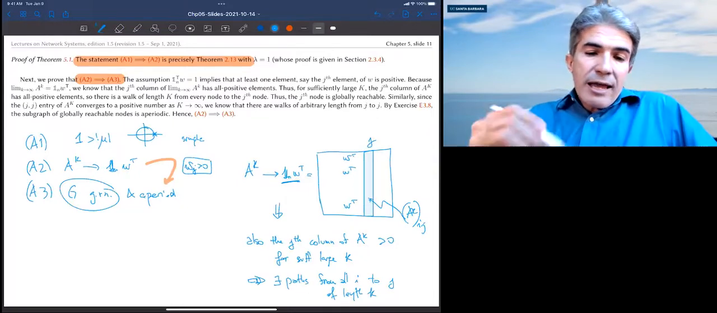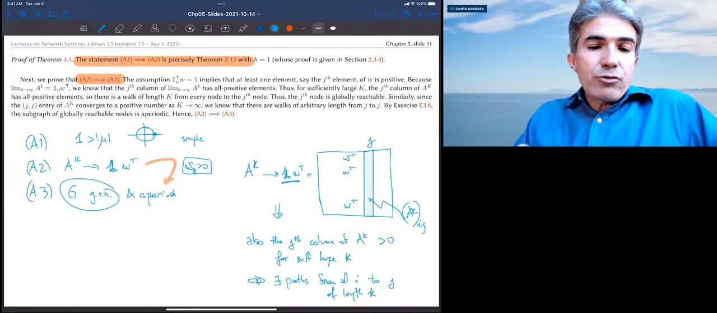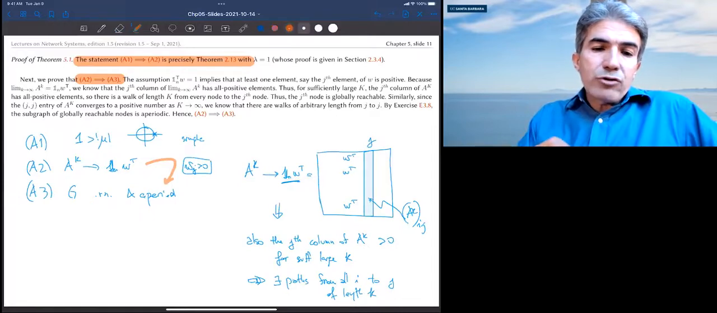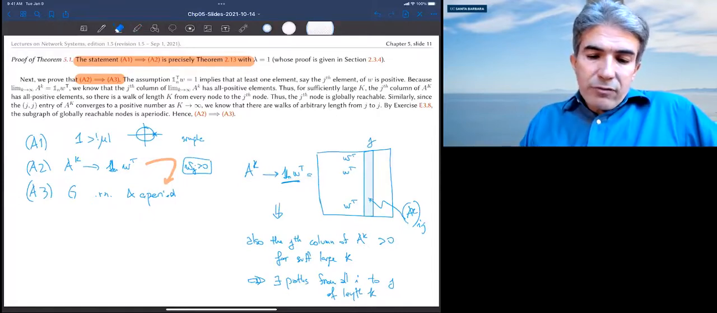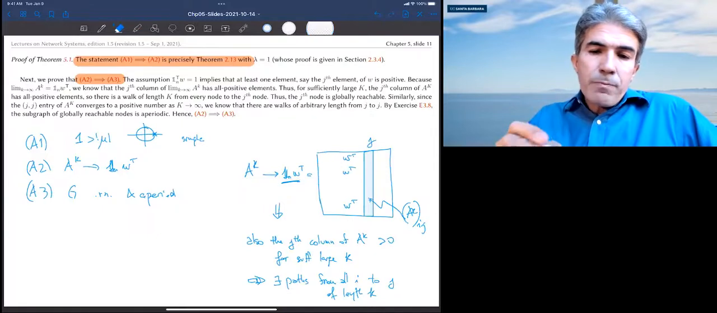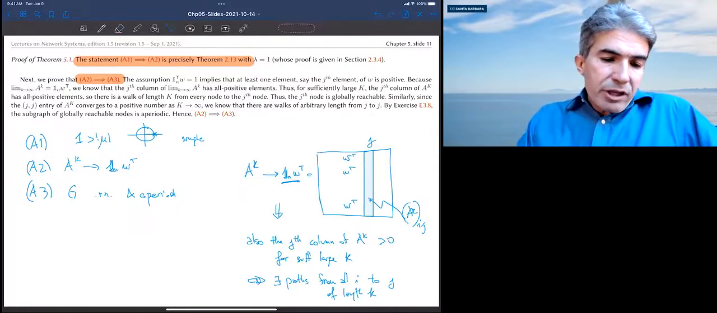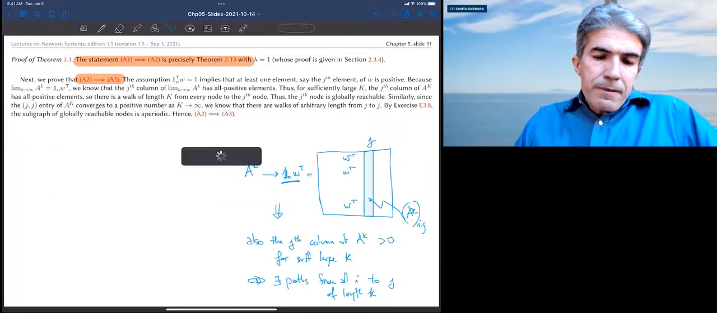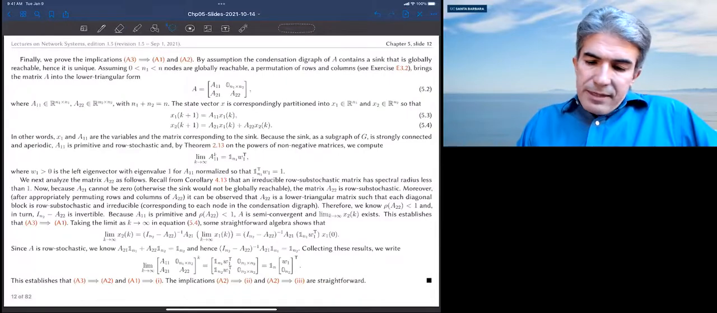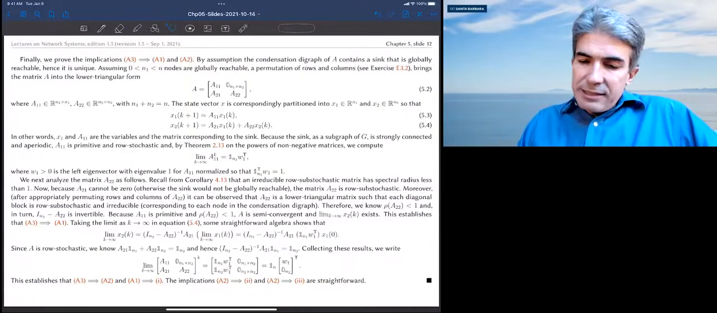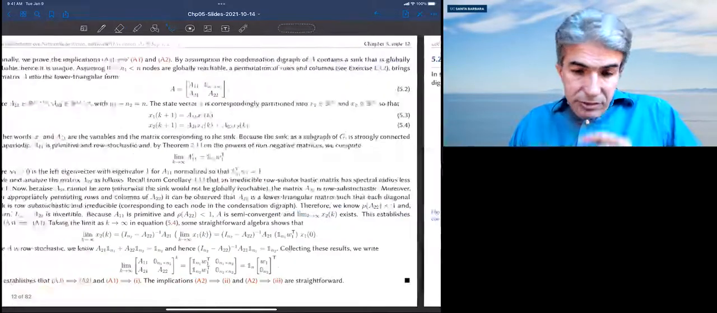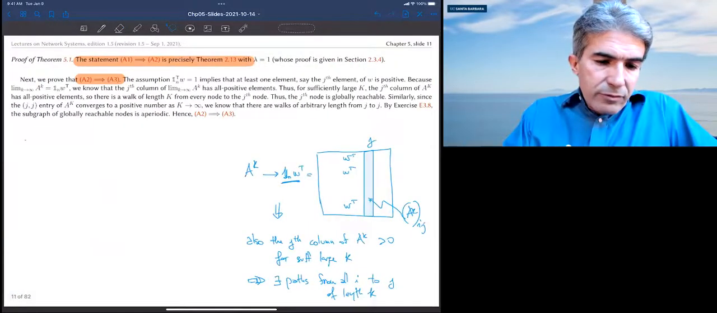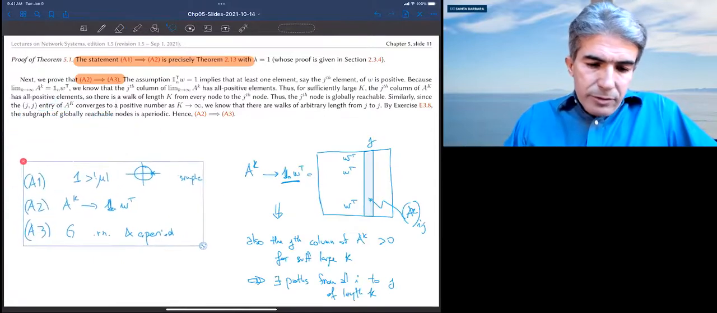Perfect. So I have now proved to you that A1 implies A2 and that A2 implies A3. So now I need to quickly give you some intuition for the final proof. How do I know that if A3 holds, then this implies the other two? And here I see that I don't have space. Forgive me. I will put it back here then. Sorry about that.